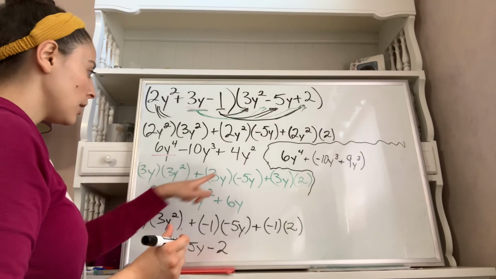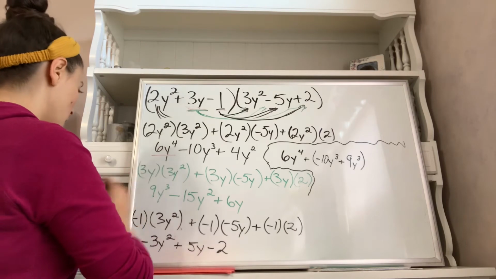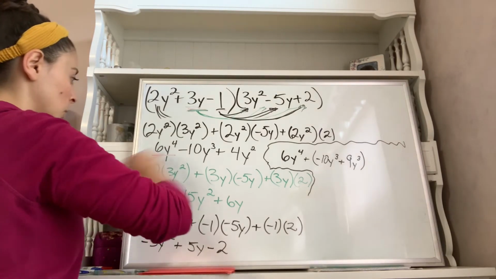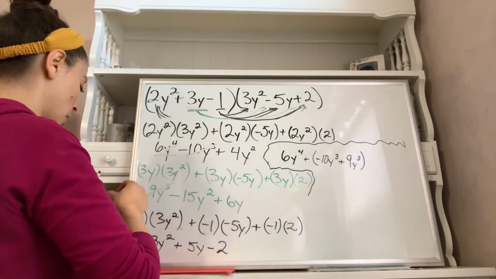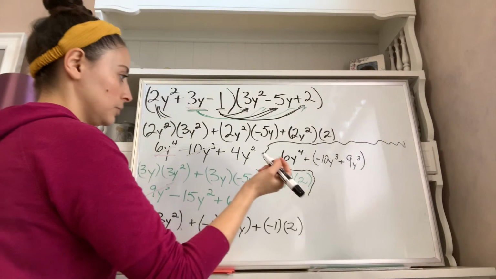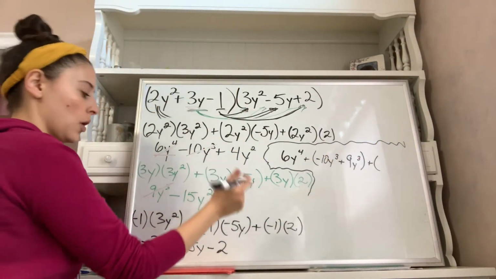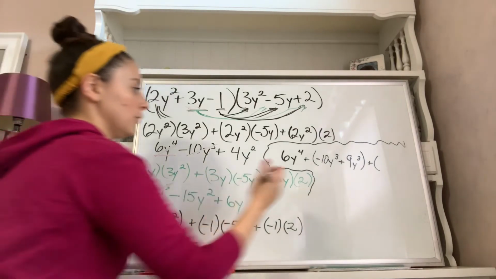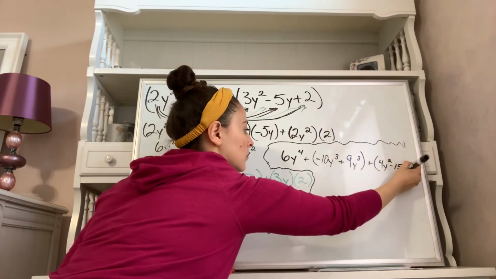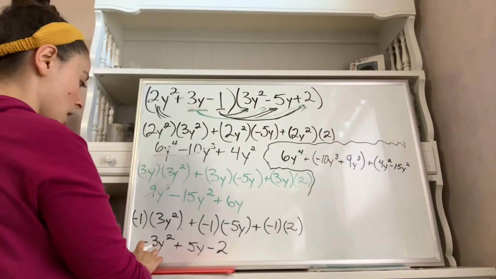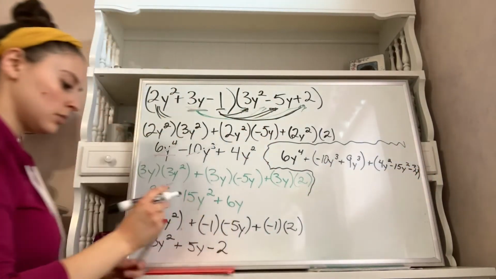For our y squared, we have y squared in every single one. Okay, so we've already taken care of y to the 4th, y cubed. Now we have y squared. So we have a 4y squared, a negative 15y squared, and minus 3y squared. Okay?